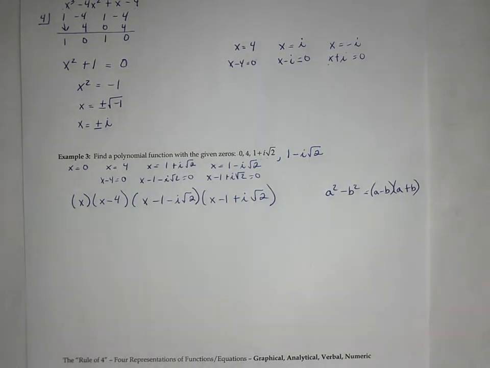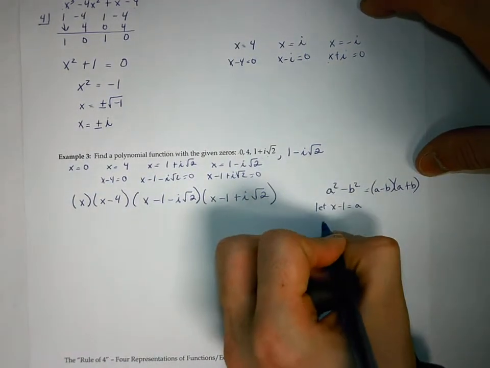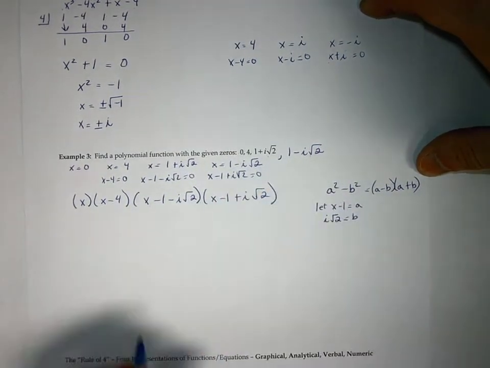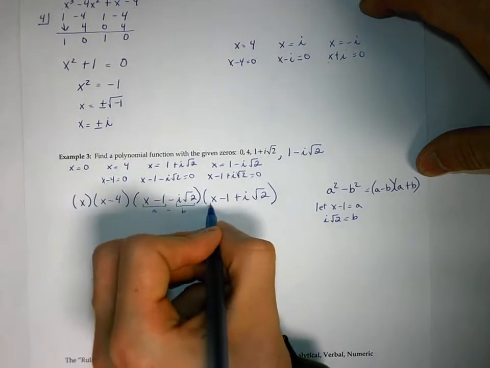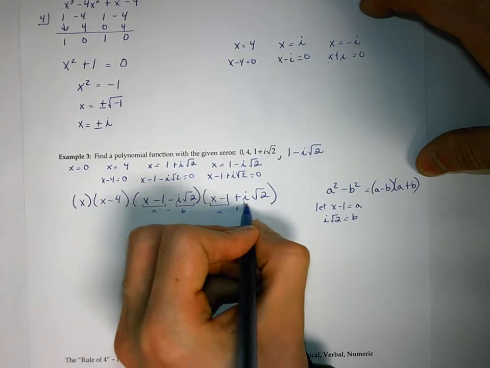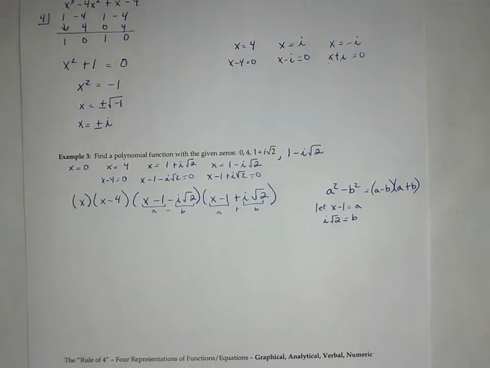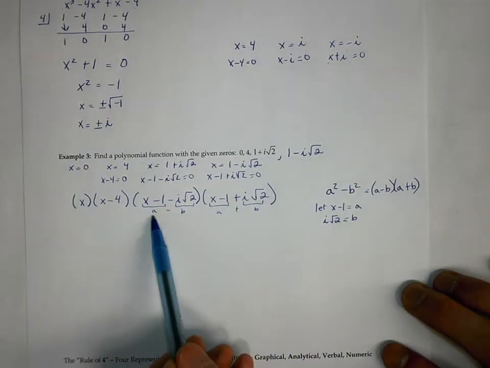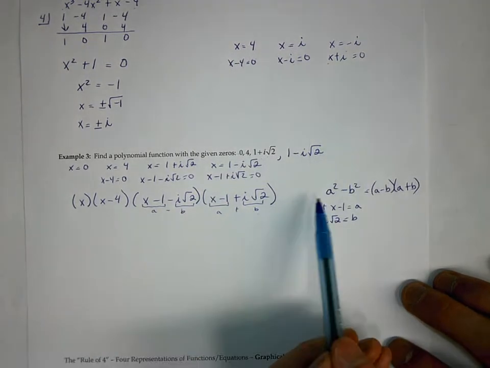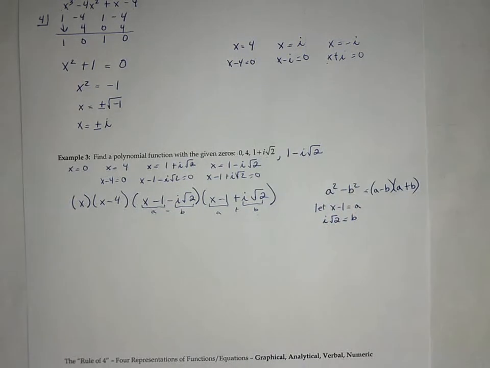Now, if I look at this equation right here, and I say let x minus 1 equal a, and then i square root of 2 equal b, I can see this piece here is a minus b, and this piece right here is a plus b. So I don't need to do the FOILing out where I've got 6 or 9 steps. I can actually use the pattern that since these two quantities are conjugates, they follow the a minus b, a plus b pattern, I can just square a, square b, and then put a subtraction sign between the two of them.